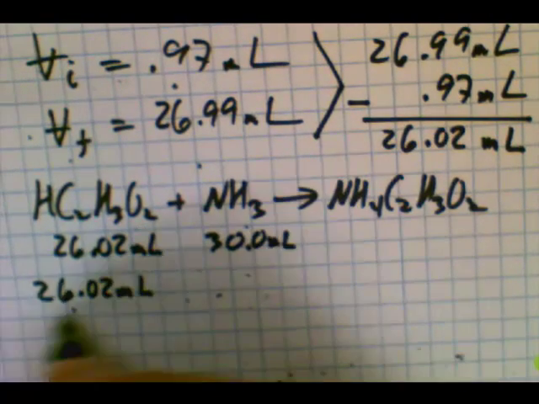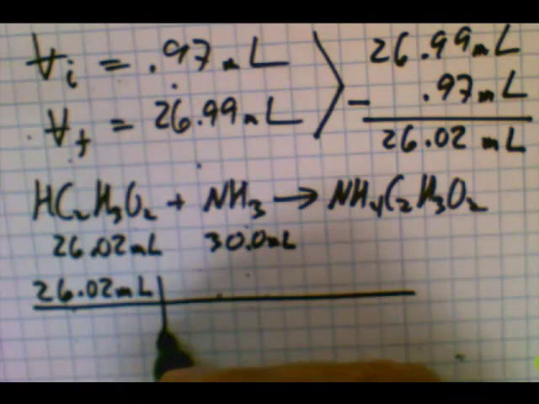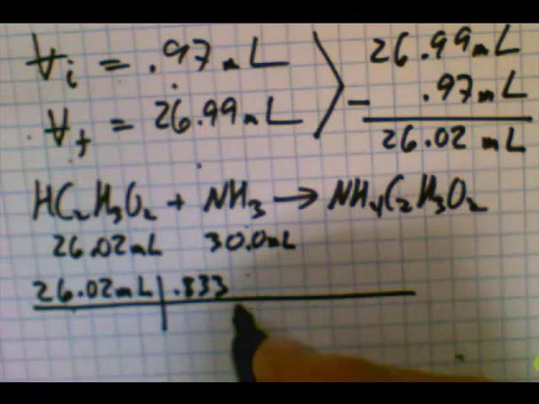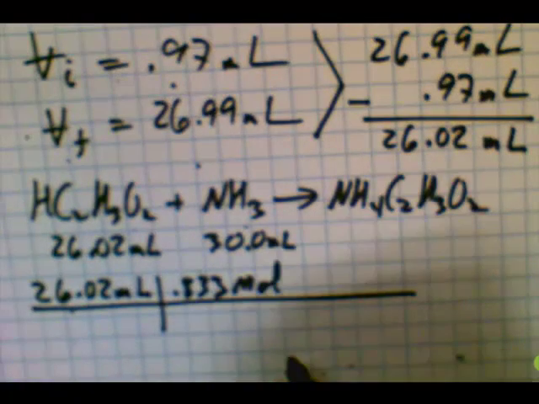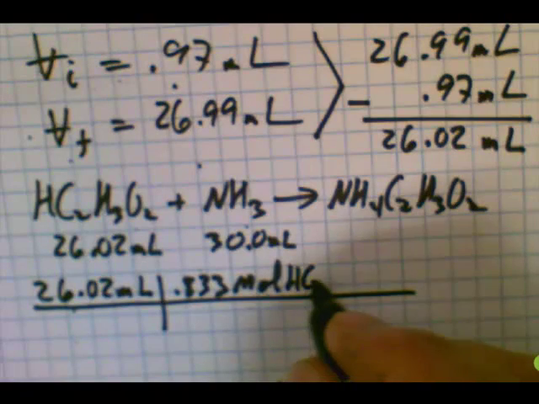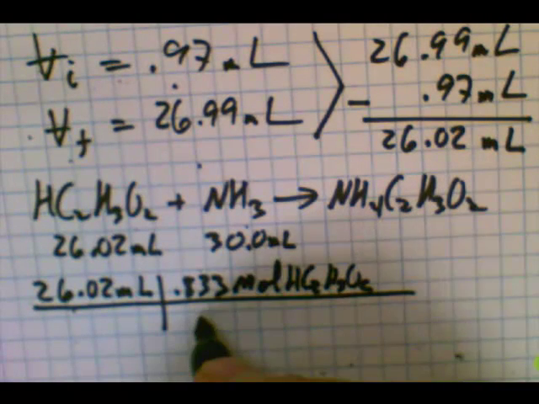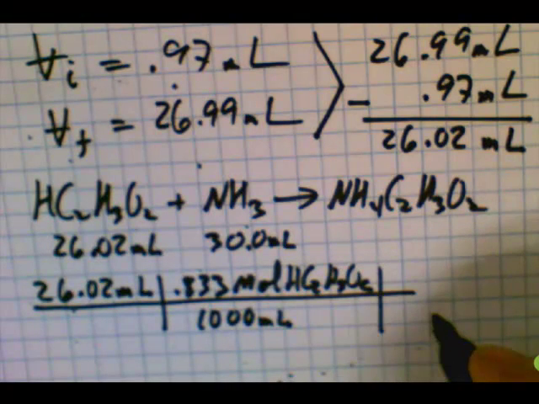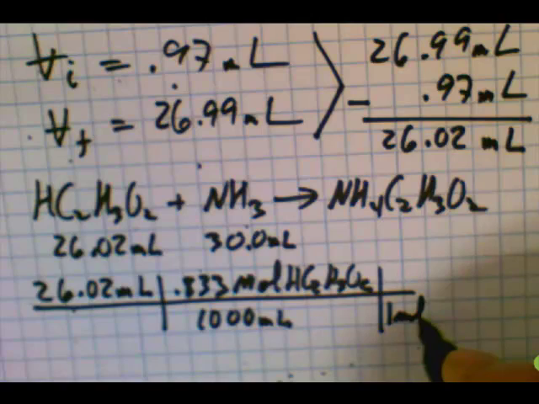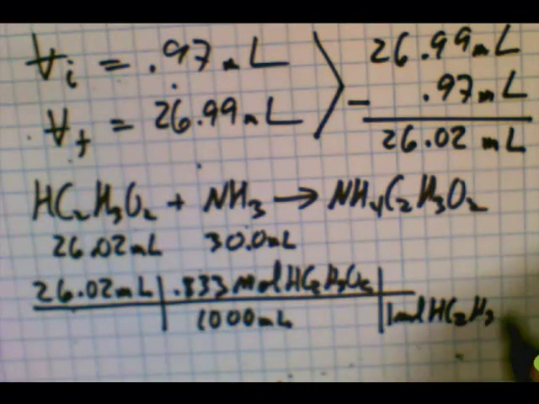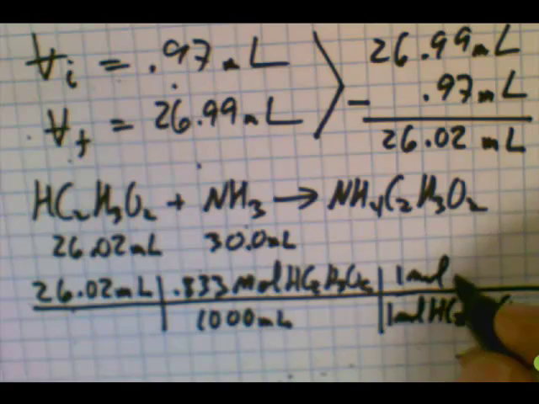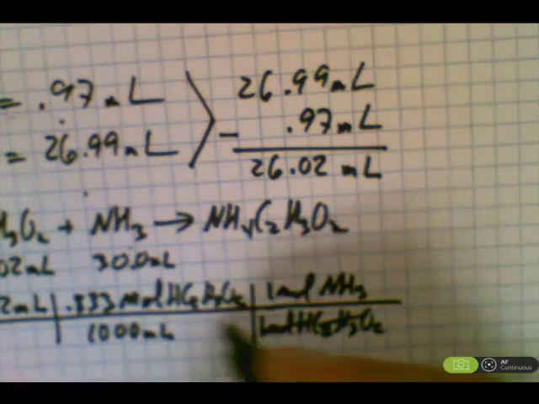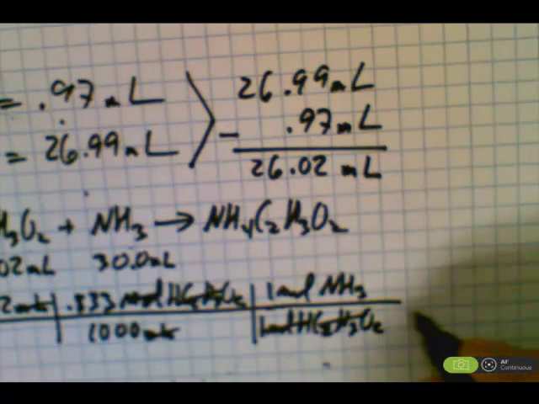So 26.02 milliliters times 0.833 moles of acetic acid per 1,000 milliliters is going to give me moles of acetic acid. The stoichiometry is 1 to 1 here, so I have 1 mole of acetic acid reacting with every 1 mole of ammonia. So if I look at what I've canceled out now, it's milliliters and moles of acetic acid. Now I have moles of NH3, which was my target. That's what I was looking for.